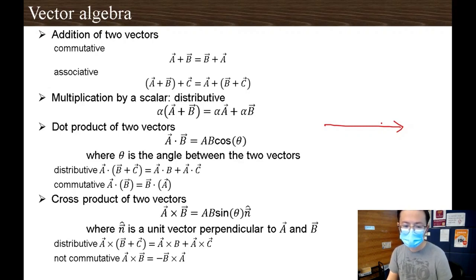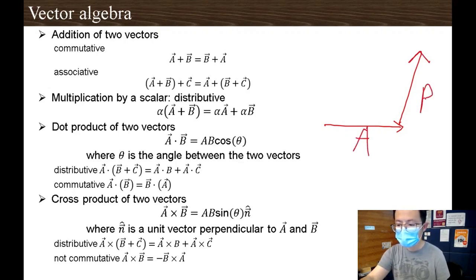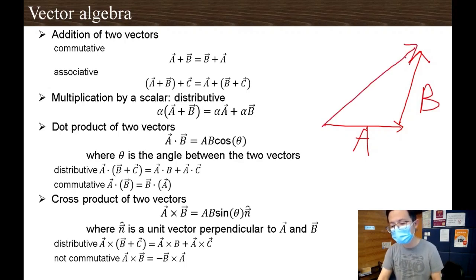And if you view it at this point, the summation of vectors is simply connecting the vector head and tail. Say that this is A and this is B. The summation of the two vectors will be from the tail of one to the head of the other.